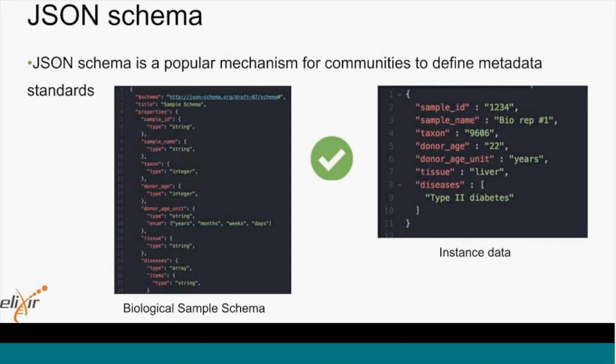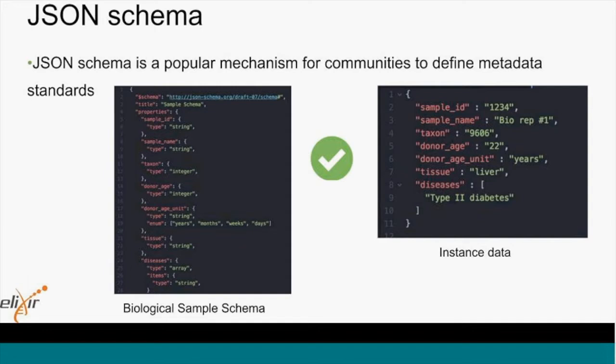And then when the instance data on the right-hand side comes in, you can validate automatically that data against the schema you declared. So here we are saying the tissue is liver on the right, and you can see on the left, tissue needs to be some sort of string for that value. And that can be automatically validated as it comes in.